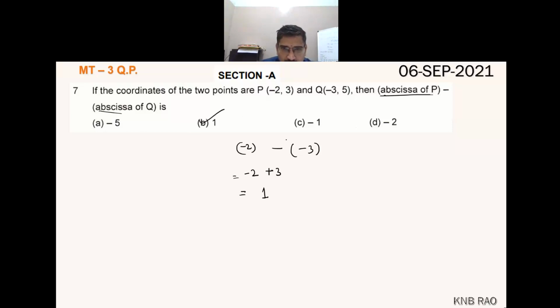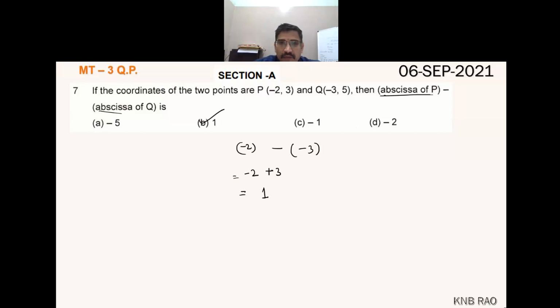Okay, so the only thing is you need to know how to identify what is the abscissa of P, what is the abscissa of Q, and substitute them and do the operation correctly by removing the bracket. If you know integers and algebraic operations on integers, it is easy to do. Okay, then moving on to question number 8.